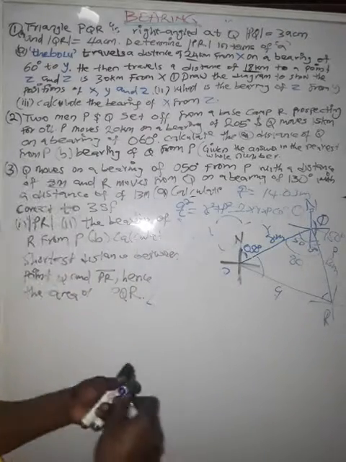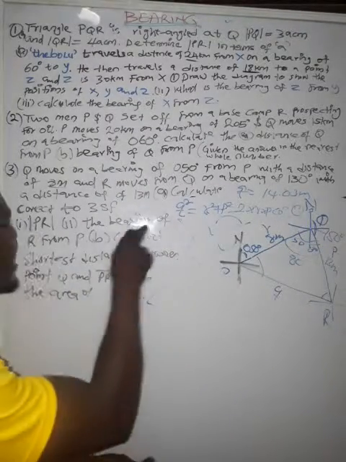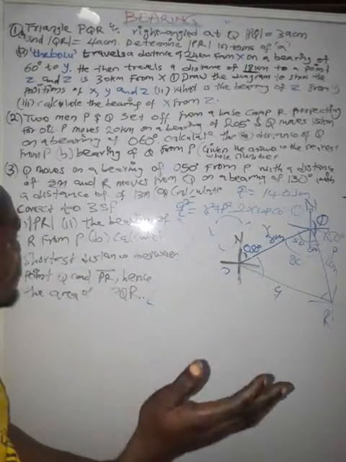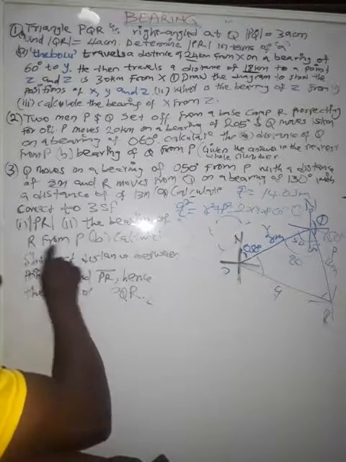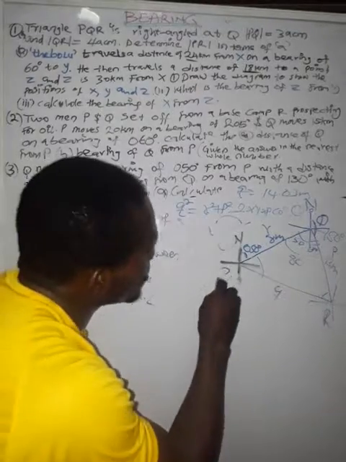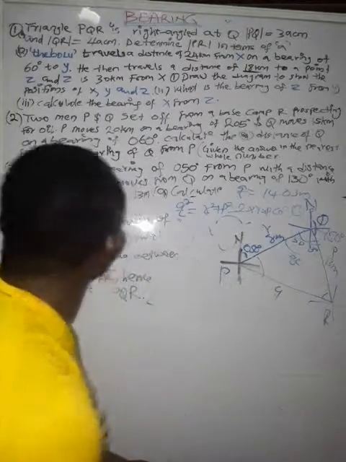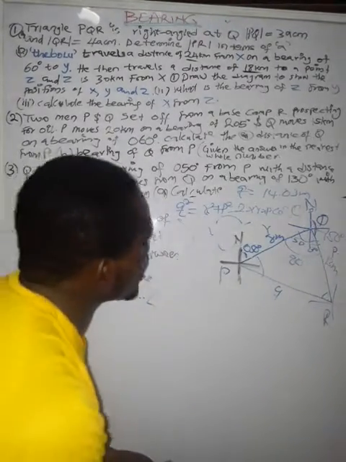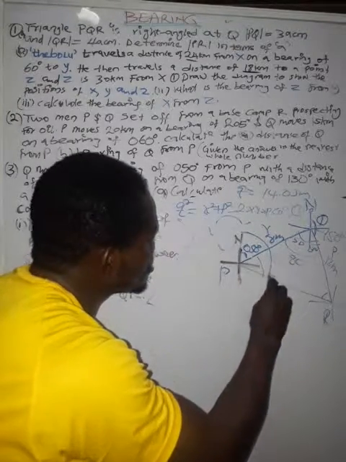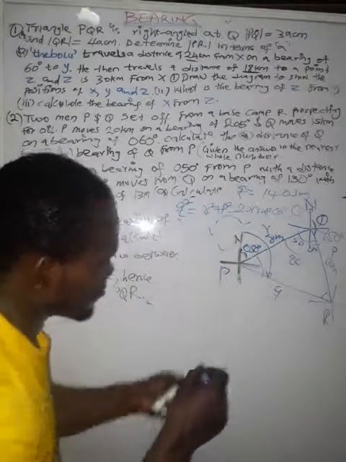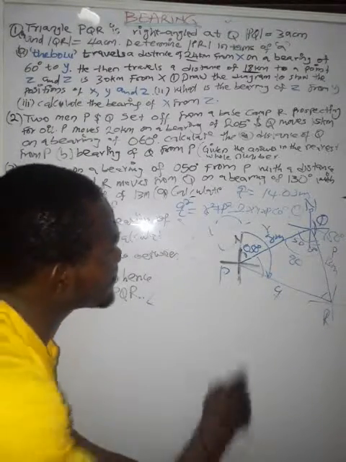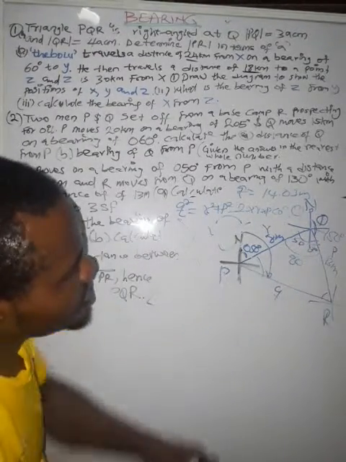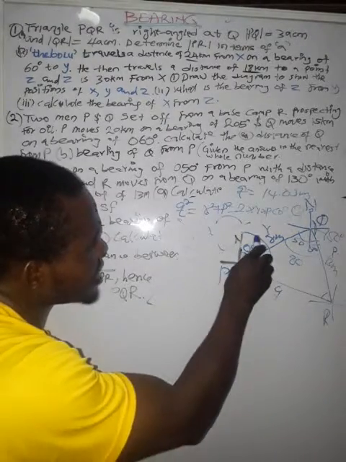So now, any other question? Question says the bearing of R from P. I hope you should know how to manipulate now. The bearing of R from P. We need to calculate the bearing from here to this place. Don't forget everything starts from north, which is 0. Now, how do we now calculate bearing from here? We need this place. Once I know this place, I will just add it to this place.